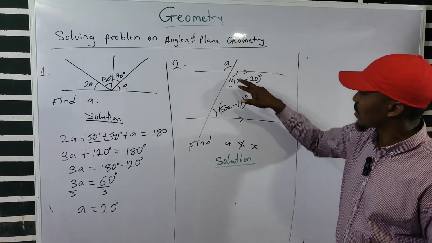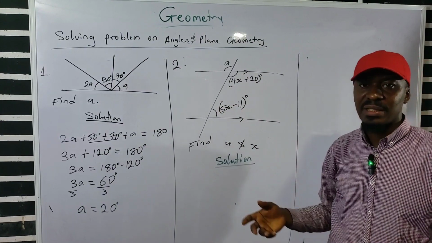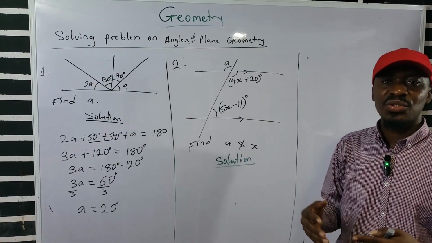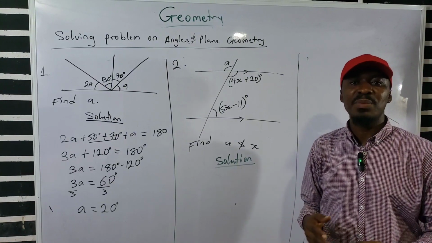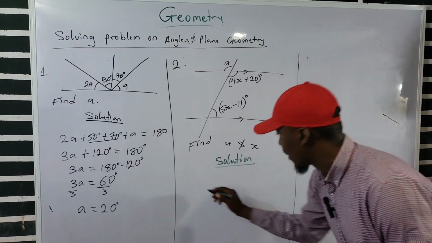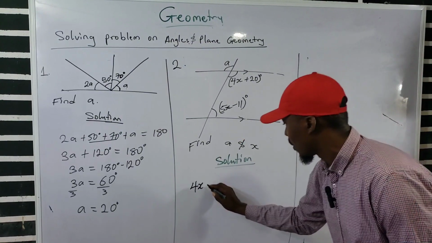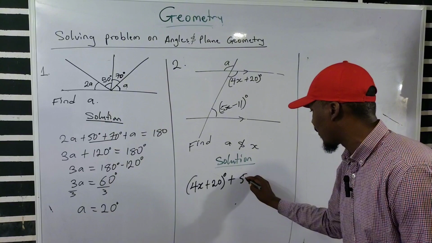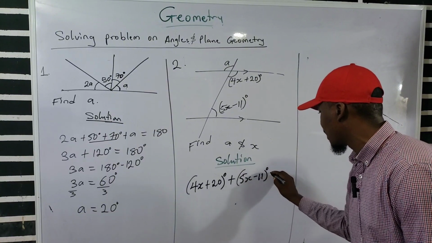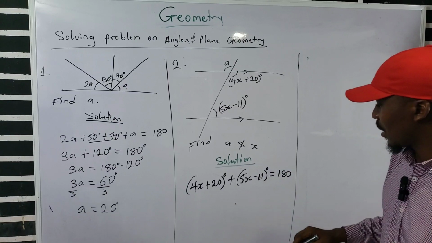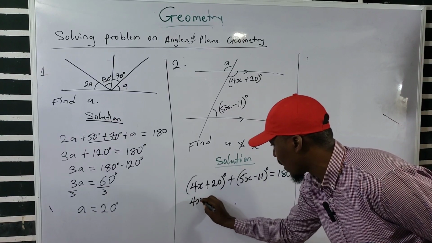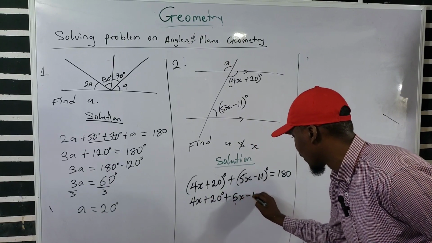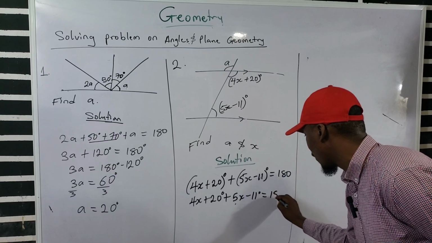Now, is there any theorem that combines this angle and this angle? Yes, it is called co-interior angles. And we say that the sum of co-interior angles is equal to 180 degrees. That means they are supplementary. So what does that mean? It simply means that 4x plus 20 degrees plus 5x minus 11 degrees equals 180. Okay, so when you open this bracket, you have 4x plus 20 plus 5x minus 11 degrees equals 180.